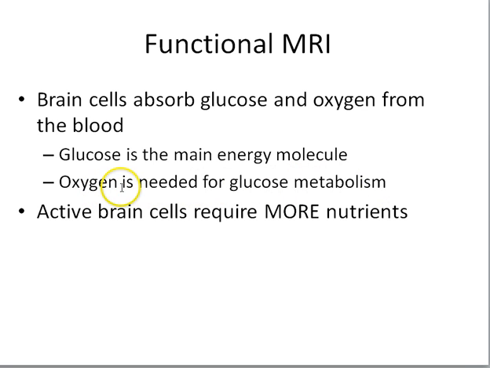So oxygen is, of course, delivered by red blood cells. So all brain cells need a plentiful supply of blood. Blood is carrying critical nutrients for brain activity. And when brain cells are highly active, when their activity increases, then it stands to reason they do need more nutrients, right? So they will be absorbing more oxygen and more glucose from the blood.